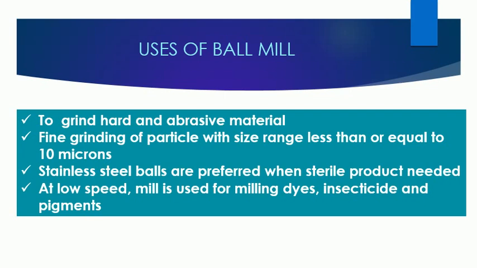Now I will discuss the uses of ball mill. It is used to grind hard and abrasive material. It is also used for the fine grinding of particles with size range less than or equal to 10 microns. Stainless steel balls are preferred when sterile products such as ophthalmic and parenteral products are needed. At low speed, the mill is used for milling dyes, insecticides and pigments.